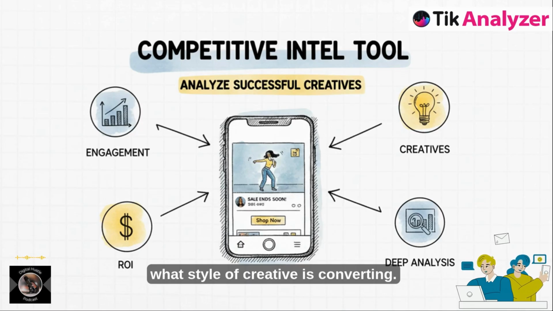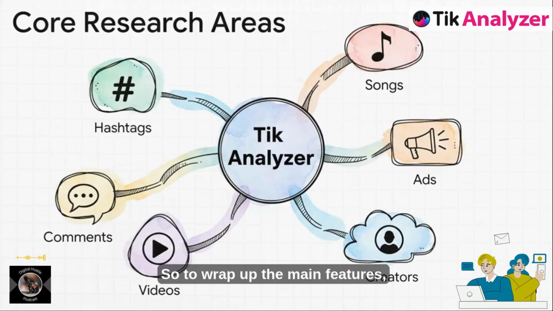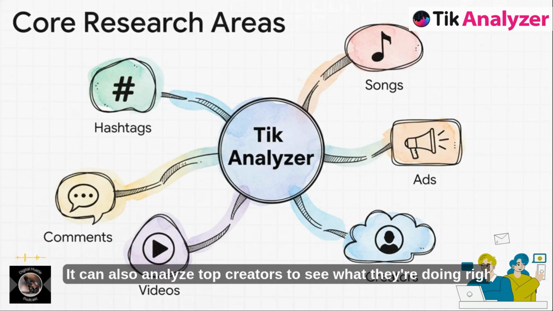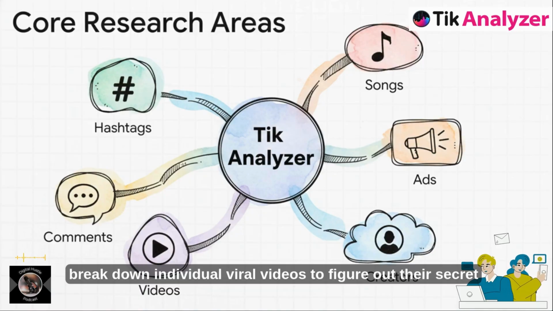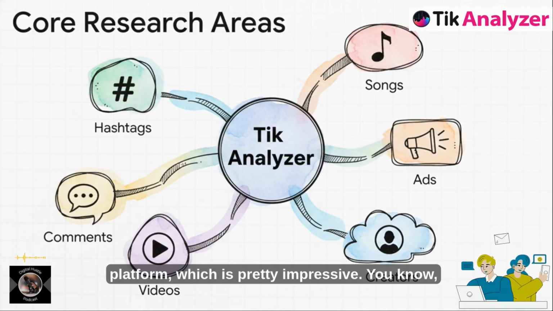What style of creative is converting? It's basically a competitive intelligence tool that gives you a behind-the-scenes look at the winning ad strategies on TikTok. So, to wrap up the main features, these are the 6 core pillars it analyzes. You've got hashtags, songs, and ads, which we just covered, but it goes deeper. It can also analyze top creators to see what they're doing right, break down individual viral videos to figure out their secret sauce, and it can even analyze the comment sections to gauge audience sentiment. It's aiming to give you a true 360-degree view of what's happening on the platform, which is pretty impressive.